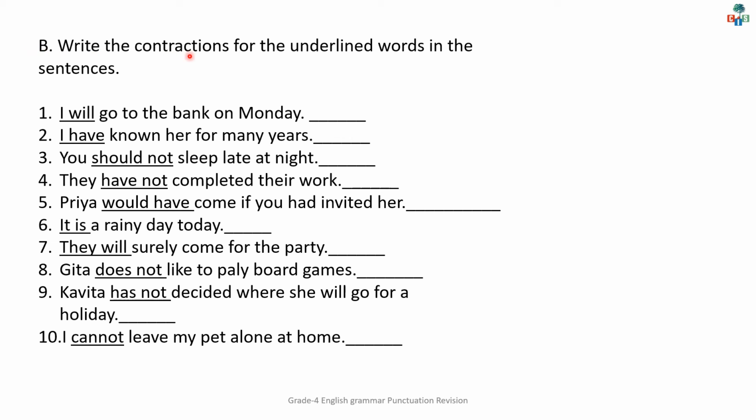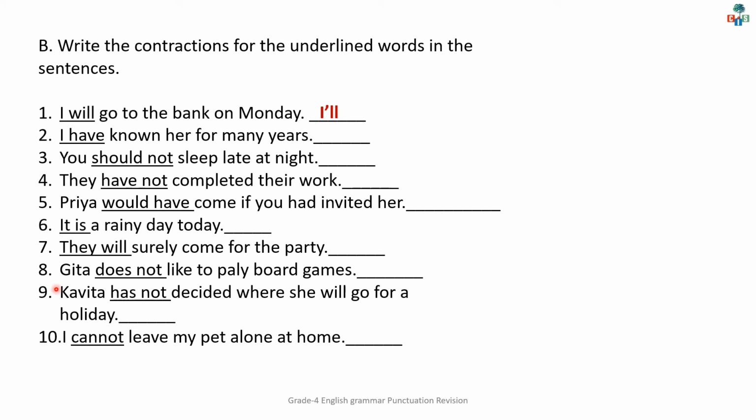Exercise B. Write the contractions for the underlined words in the sentences. Number 1. I will go to the bank on Monday. Yes, children, you have to join these 2 words to form the contractions. And for that, what do you have to do? You have to use an apostrophe. So, I will becomes I'll. What you have to do? You have to omit these 2 letters, W and I. And in that place, what do you have to use? An apostrophe mark. I, apostrophe mark, then double L.